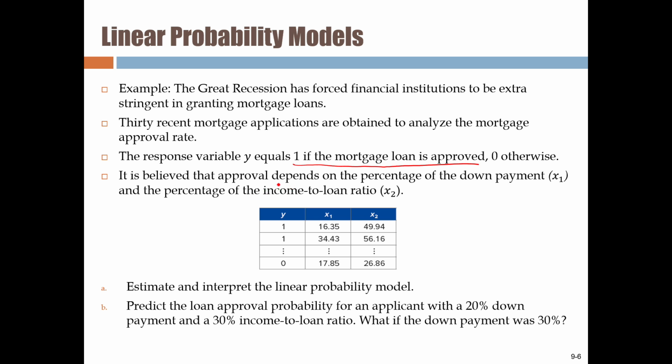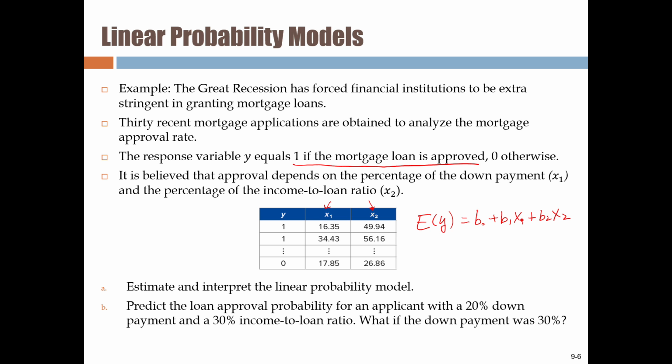Approval depends on the percentage of down payment, x1, and the percentage of income to loan ratio, x2. So what is the income, and how much debt he has. So we are trying to estimate the probability of y equals 1. Basically it's the same as the expected value of y equals b0 plus b1 x1 plus b2 x2.